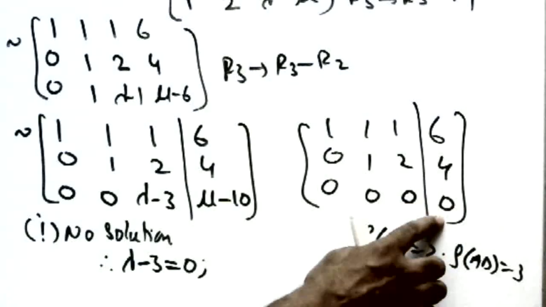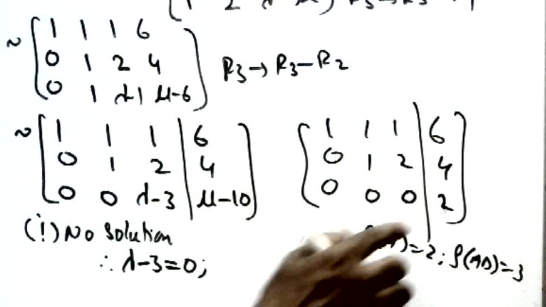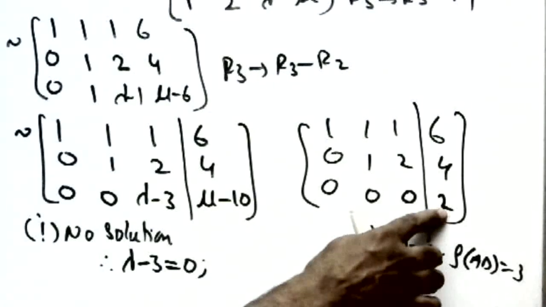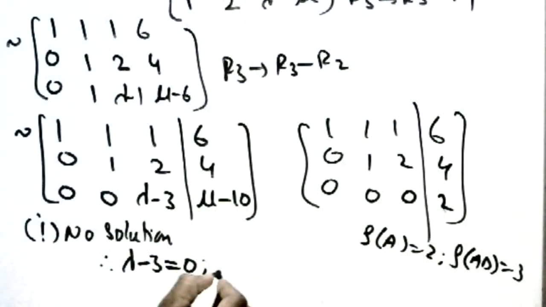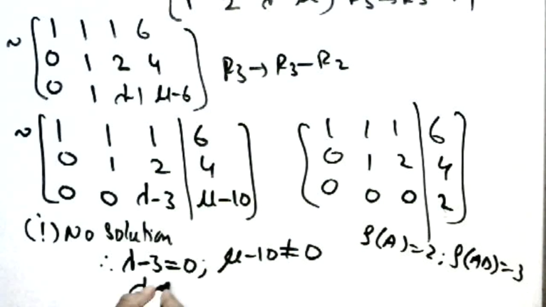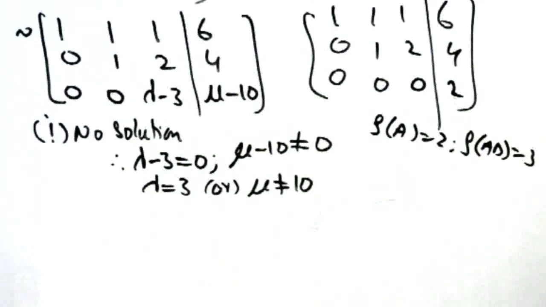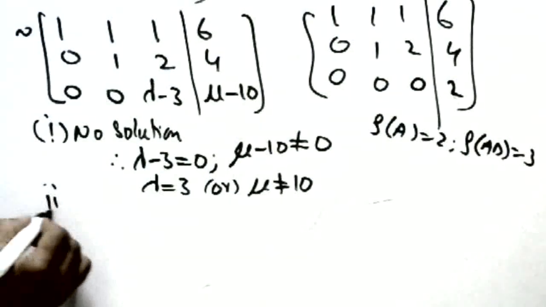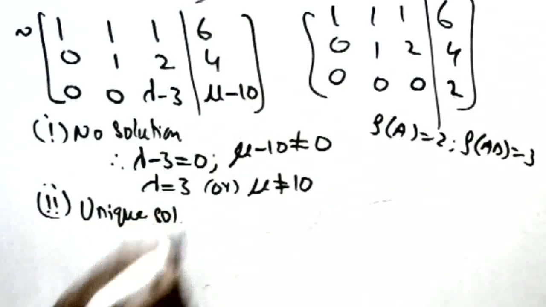If we have 0, then this will also become rank 2, and that will be infinite solutions. So here you should have any number other than 0. So we should not have 0 here, that is mu minus 10 should not be equal to 0. Therefore lambda equals 3 and mu is not equal to 10. This is the first condition. And the second question is unique solution.